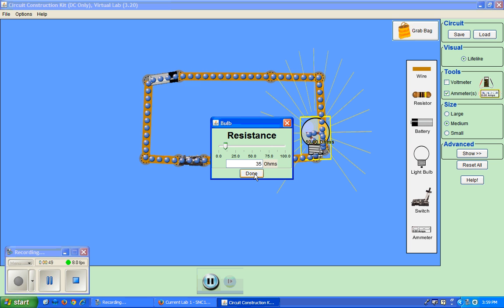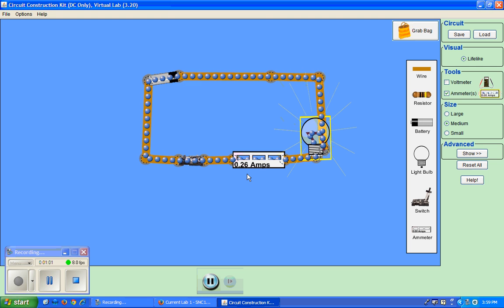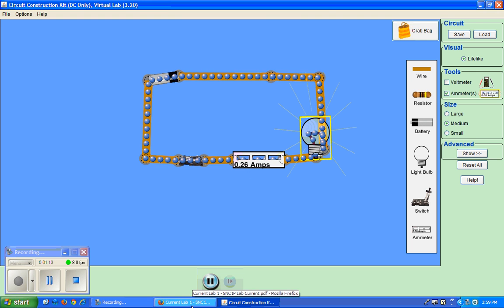And what you want to notice is when you click done, look at the light bulb. What do you see that's happening? Look at the flow of electrons. What do you see that happens? So let's click done and pay attention to that. Done, and you notice that the brightness of the bulb is reduced and the flow of electrons is slowed down, and we actually go to 0.26 amps on our ammeter, whereas before it was 0.9.